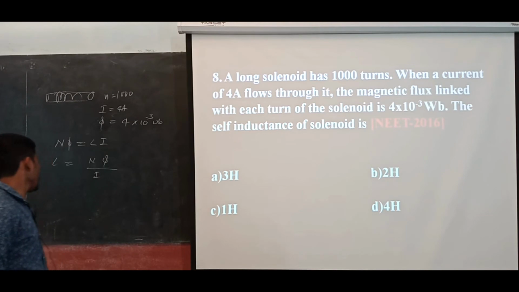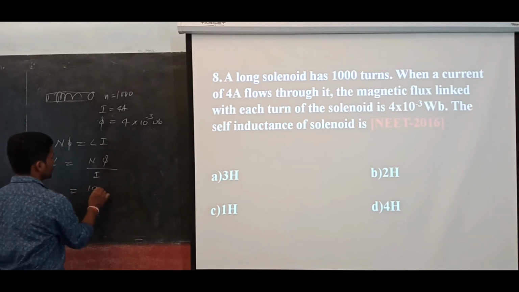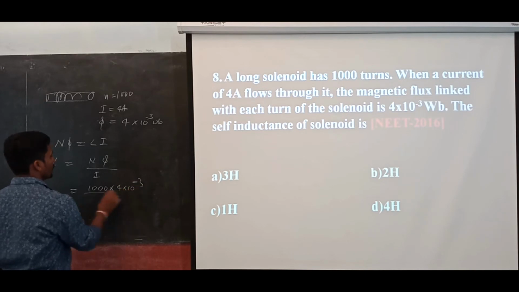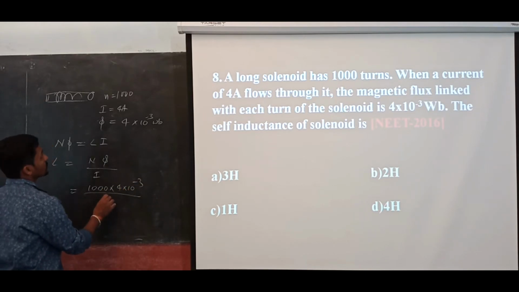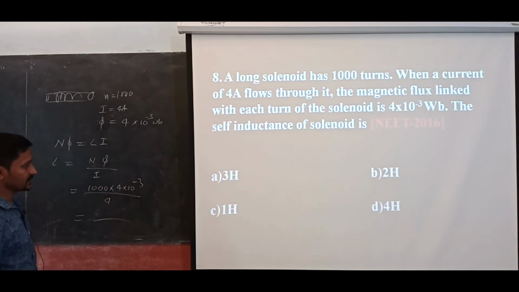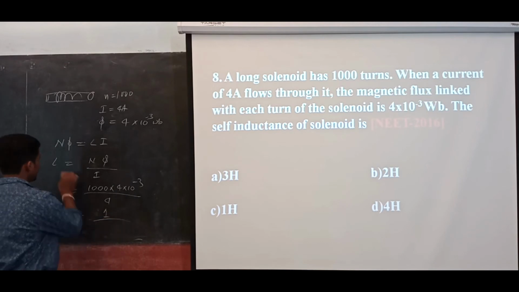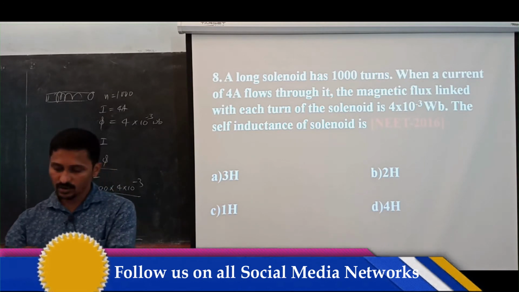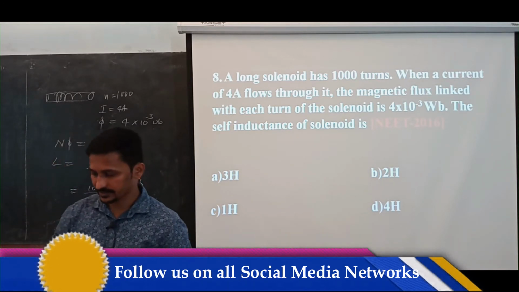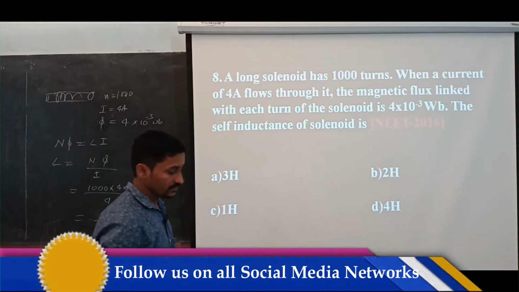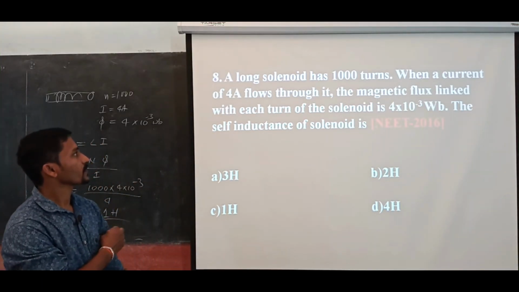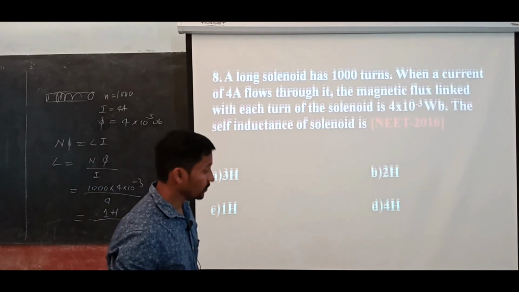Now, what we have is 1000 into 4 into 10 to the power minus 3, means 4 I am going to get. Cancels, so it is again 4, and the answer is 1, isn't it? L is equal to 1 Henry, right? L is equal to 1 Henry we are going to get. Okay, now this is about the solution. Now next I am going to put one more question.